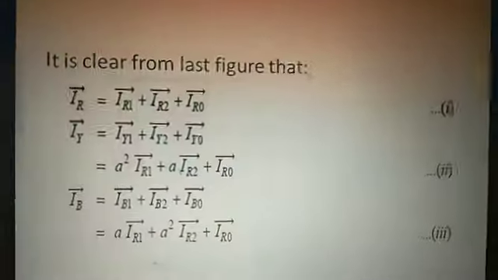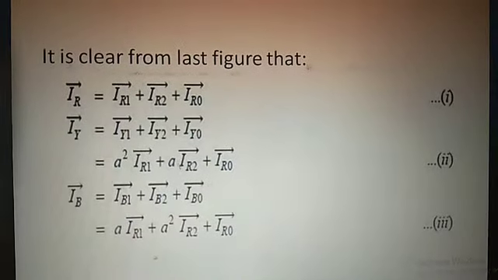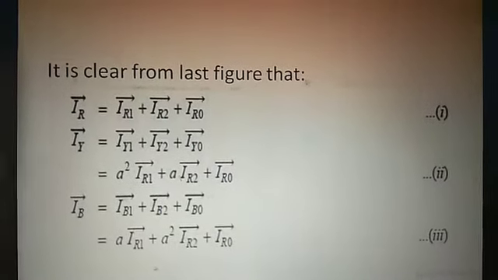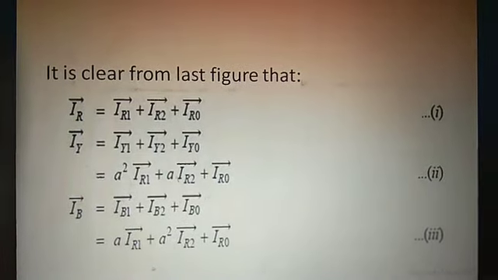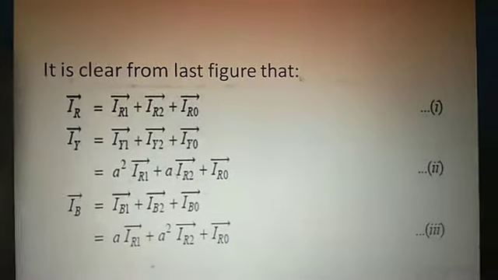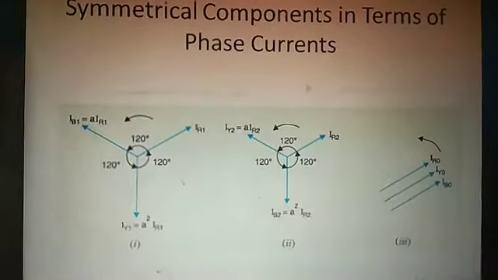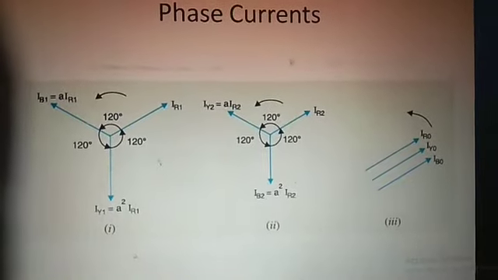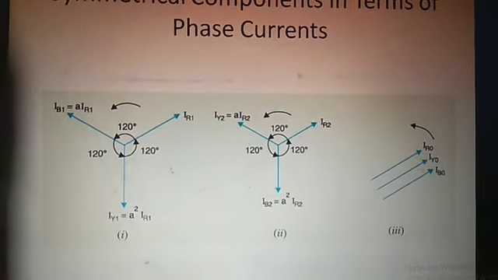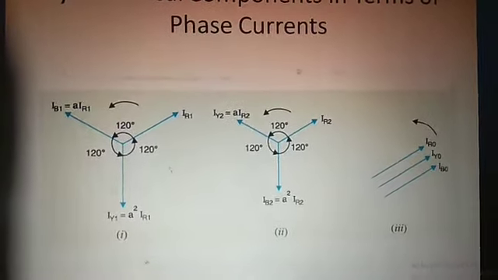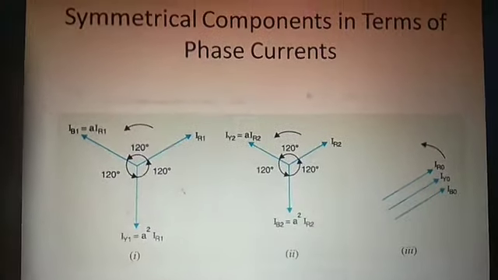So it's clear from the above figure that IR equals IR1 plus IR2 plus IR0. For the first one, there is no doubt. Now we are converting IY in terms of IR. For the third figure, IR0 equals IY0 equals IB0, because the magnitude is the same for all three phases in the third figure.